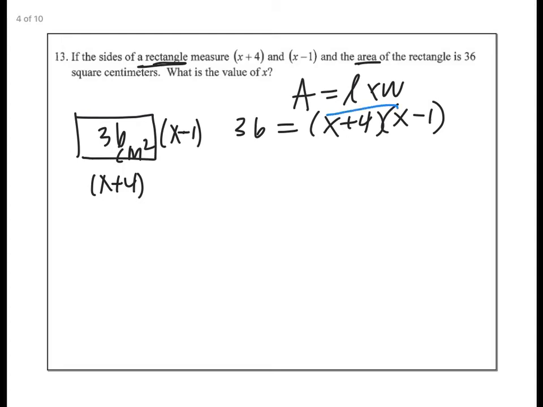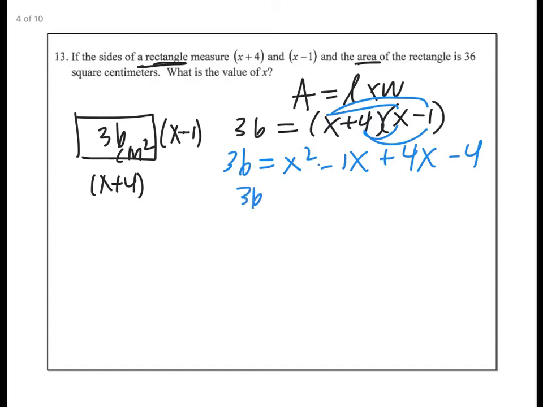So if I do that, I get 36 is equal to x squared, and then I have x times -1, minus 1x. 4 times x is 4x. 4 times -1 is -4. Combine that -1x and 4x, so 36 is equal to x squared plus 3x minus 4.